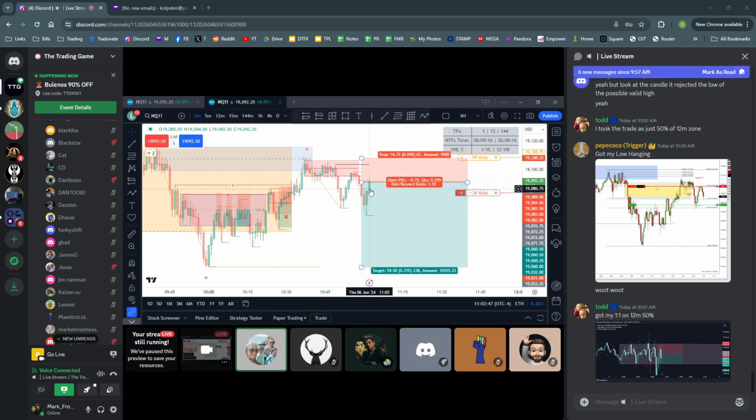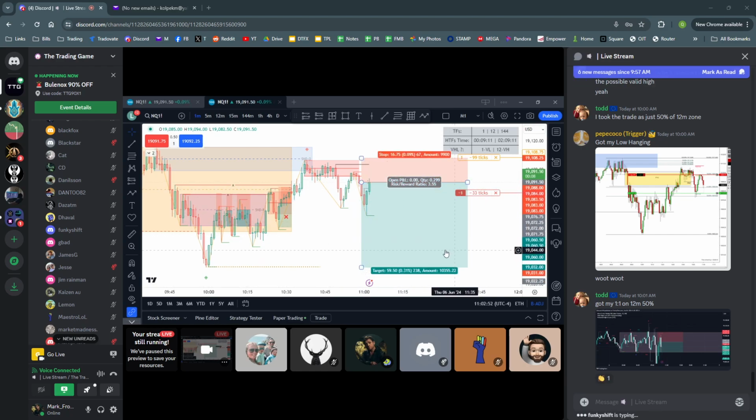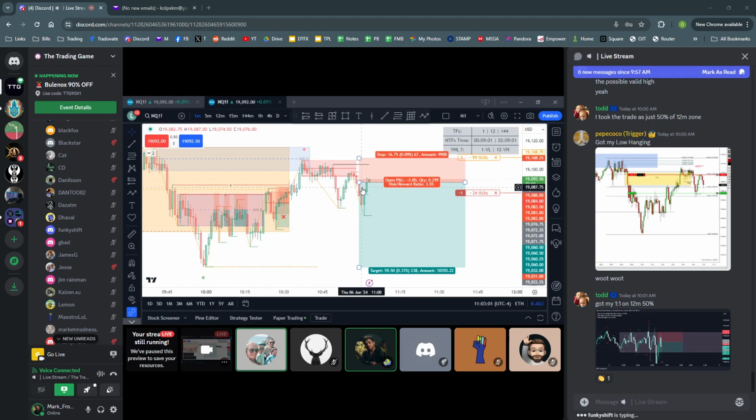I'm going to let this candle close. I want to see it close above to put in that valid low, because if it just wants to wick it, then the trade's still valid. And that's a close, so this trade would be dead. This short is dead.